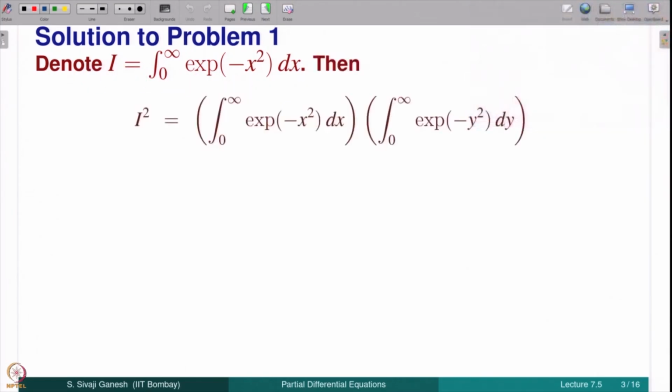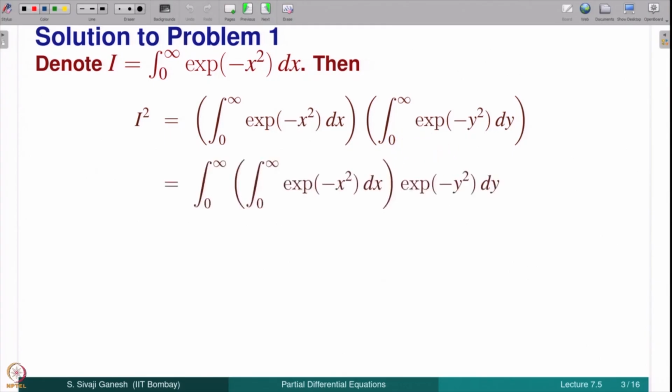So, to compute I, we look at I square. I square is I into I, that is this quantity into the same quantity. Because I am writing it 2 times, I have used x in one integral and y in the other integral. Anyway, this is a so called dummy variable, so I can use any variable I want.